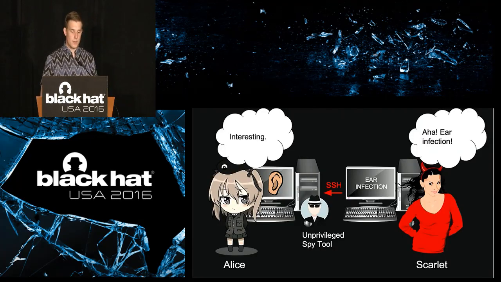So how do we use FLUSH+RELOAD to implement this attack? Let me just remind you what we're doing. We have Scarlett, who has SSH access to an unprivileged account on Alice's computer. And Scarlett wants to use the information she can get through FLUSH+RELOAD to tell which web page it is that Alice is visiting.